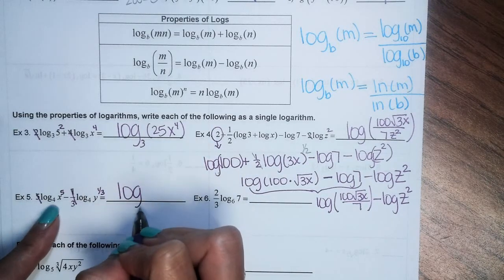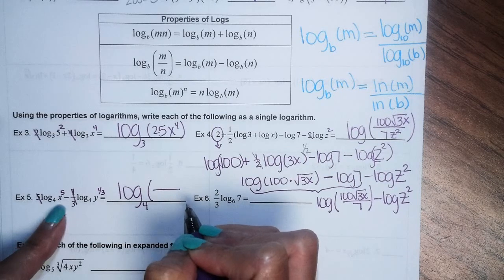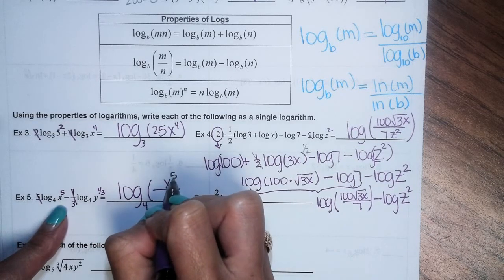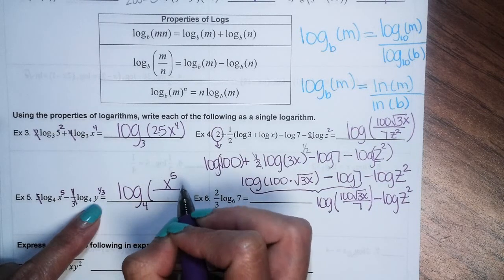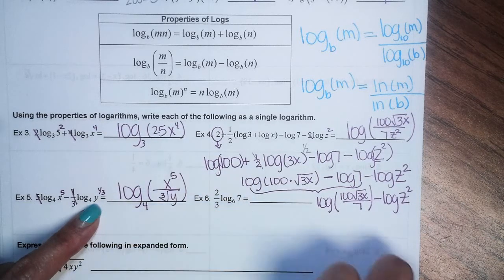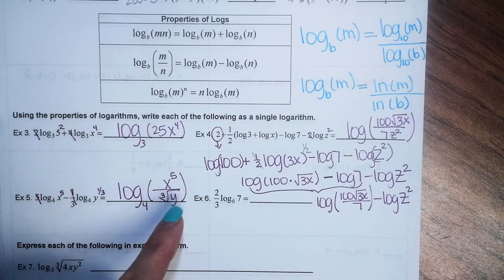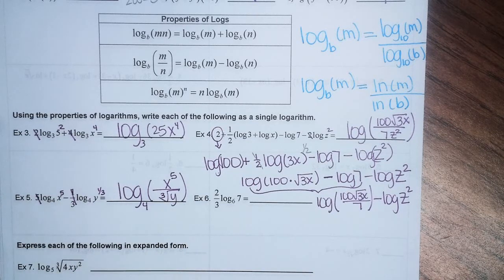So my answer will be log base 4 of x to the 5th over, I'm going to change it to the cube root of y. Or you can leave it as y to the 1/3, it's the same thing, but cube root of y is what I like better. And that can be our final answer. You don't have to rationalize anything when it comes to these logs like that. That's the final answer. So we'll do one more.